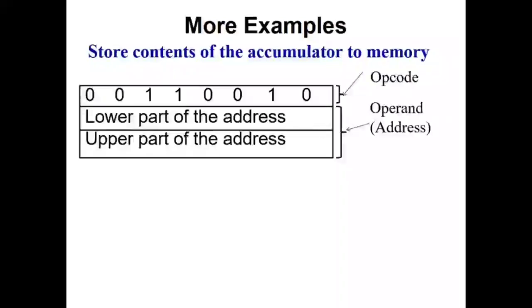So in this case, again, you mention the lower part of the address where you are storing, and then the upper part of the address where we are storing. Okay, so let me give you an example. Suppose I say X plus 7 equals Y. X plus 7 equals Y.